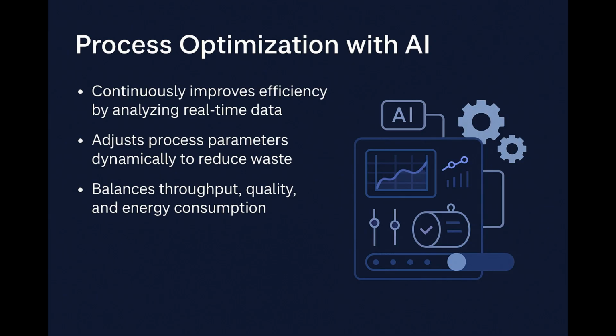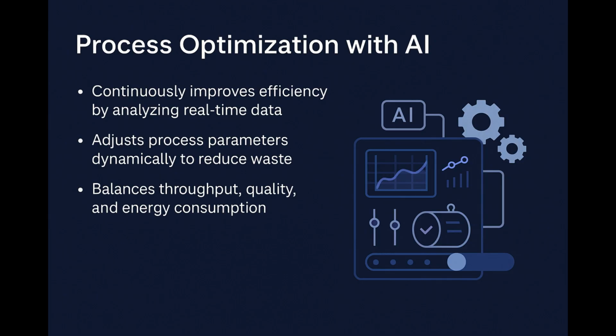AI helps unlock these improvements by continuously analyzing data from across the production line and identifying optimization opportunities in real time. For example, a machine learning model can monitor variables like temperature, speed, flow rate, and pressure and adjust set points to maintain optimal performance. This isn't just control, it's intelligent optimization.